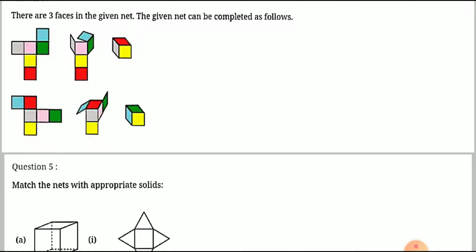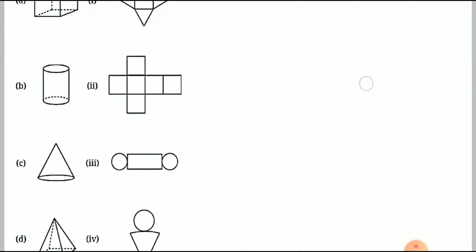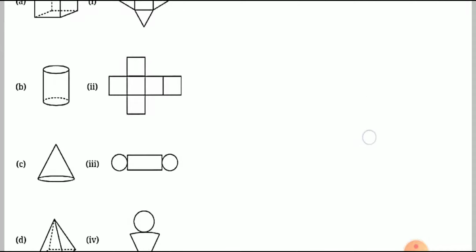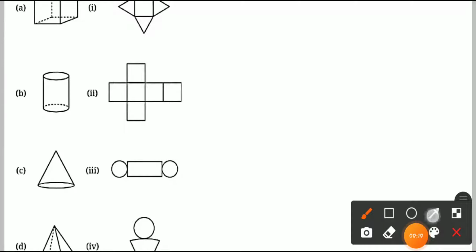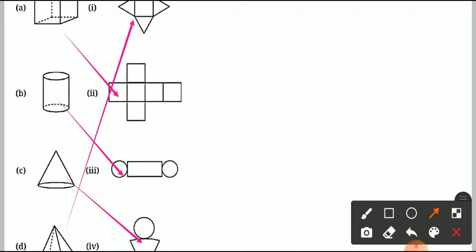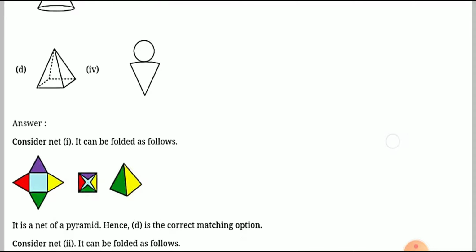Question number 5, match the nets with appropriate solids. So this is a very easy question. I'm going to tell you which one matches with which one. Okay, let's begin. Okay, see, this is the net of cube. This is the net of cylinder, this is the net of cone, and this is the net of square pyramid. This is the answer. Clear? We have already studied all these nets in the introduction part.